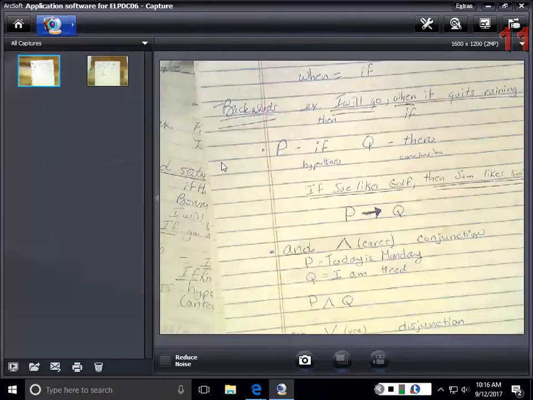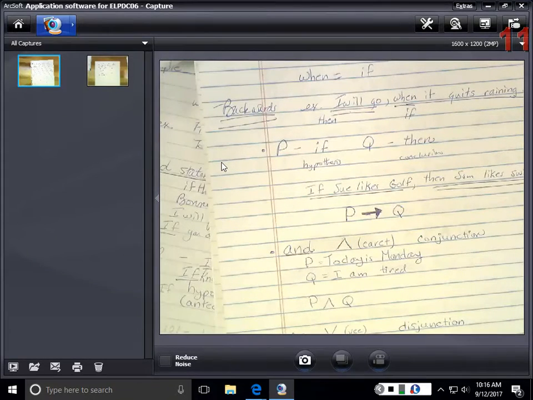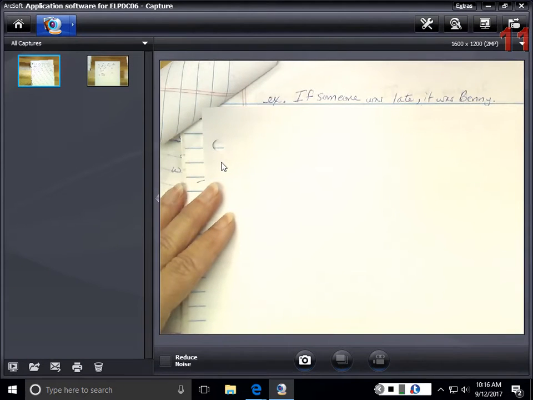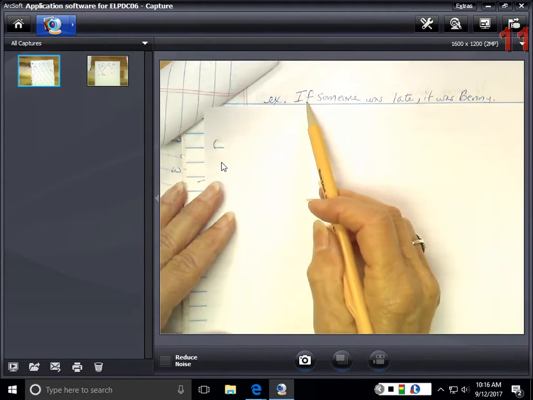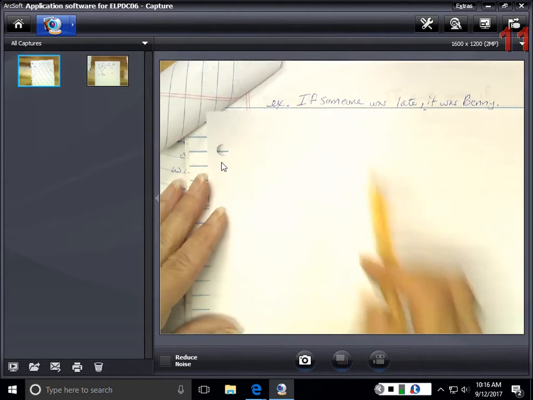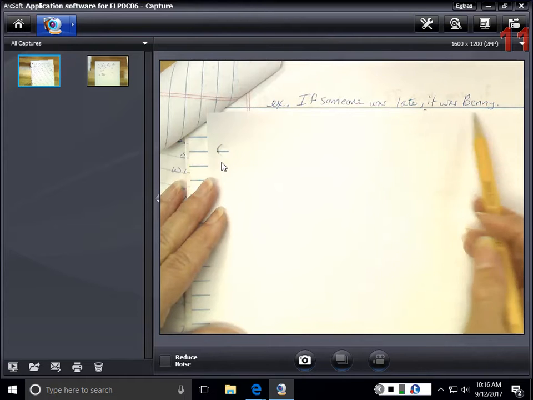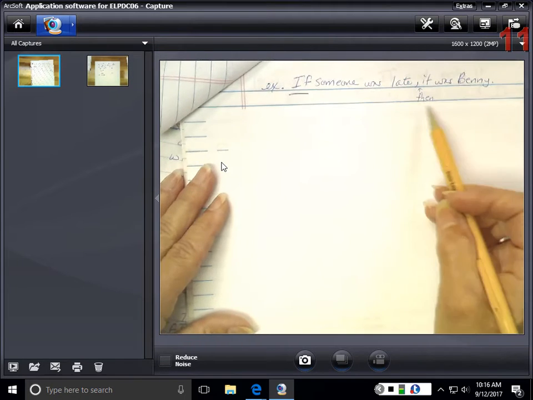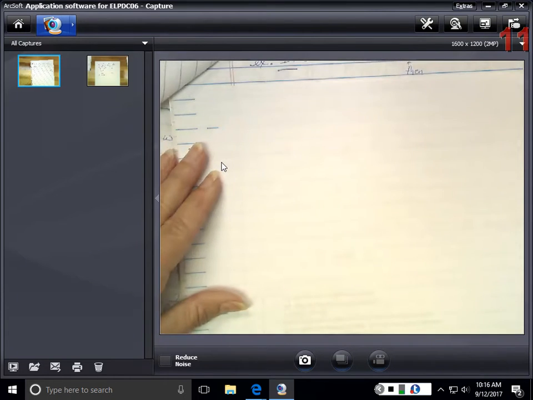Here's another example. If someone was late, it was Benny. Sometimes they don't put the then in the sentence. If someone was late, it was Benny. But if you can put it in, then you know it's an if-then sentence or a conditional. If someone was late, then it was Benny. The hypothesis is someone was late. The conclusion is it was Benny. In this particular one, we just put in a then in there.